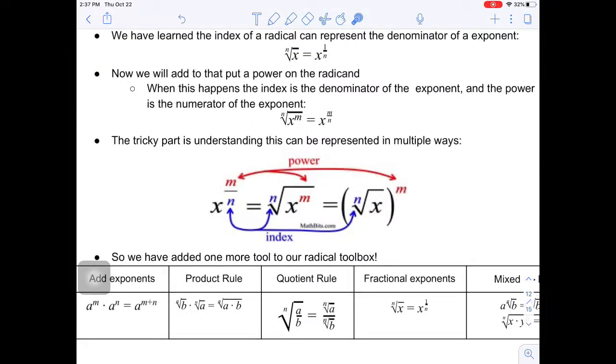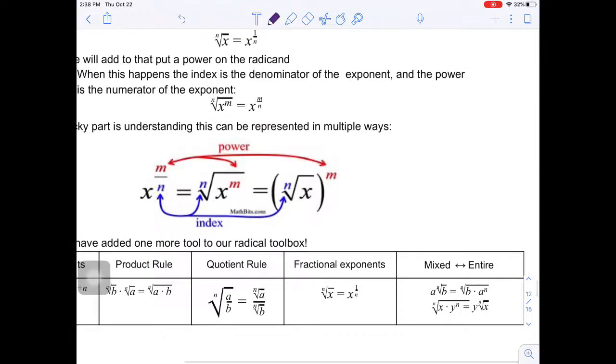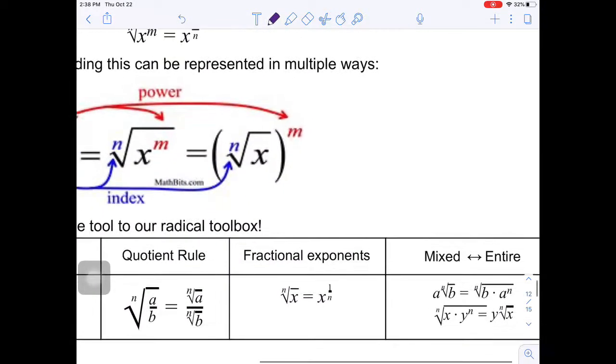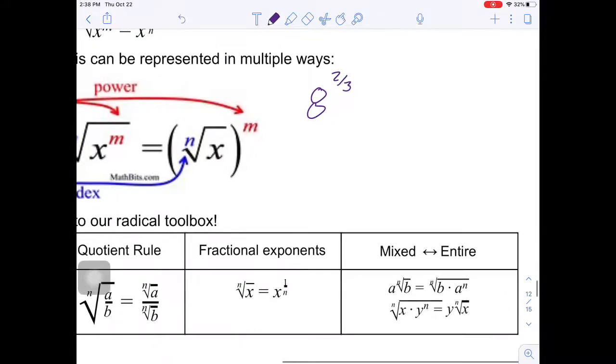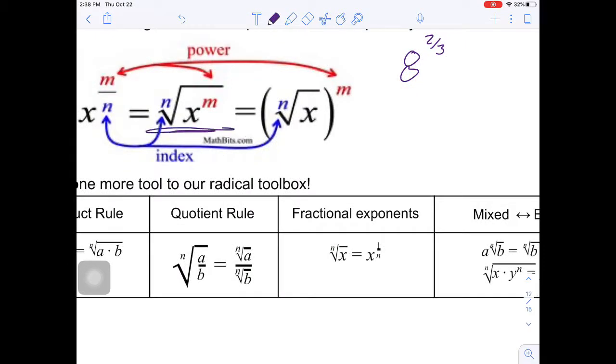And something interesting is that your radical can be done two different ways. Here we can see that our power is applying first before our index, but you can actually apply your radical before your power. Okay, so let's do a quick little example over here. Let's take 8 to the power of 2 over 3. We can do this way first and then this way second. Let's maybe focus on this way.